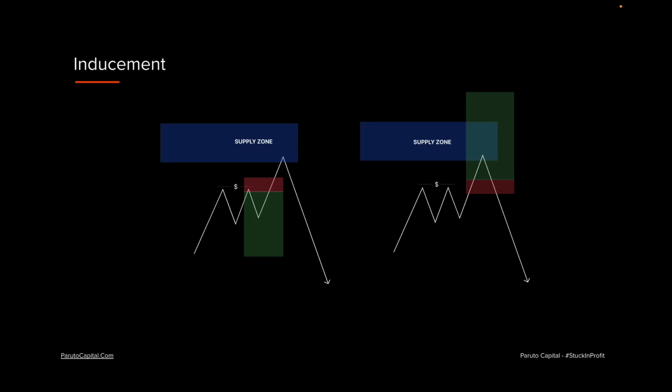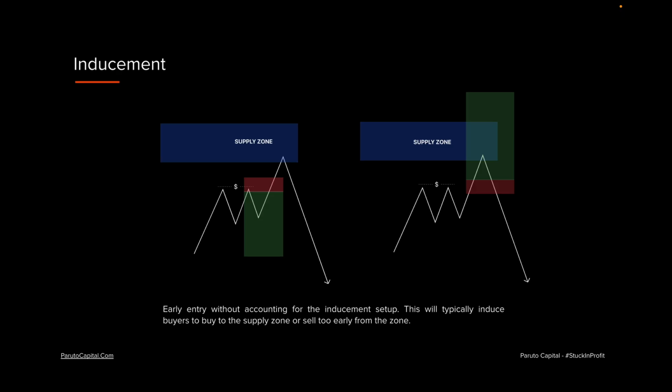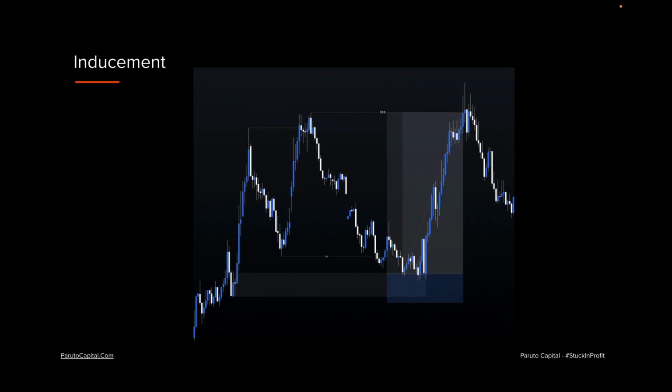Okay, and we're also going to see that practically in the market. Now, early entry without accounting for the inducement setup will typically induce buyers to buy into the supply zone or sell too early from the supply zone. And we're going to see how all of that plays out in the market. Now, here is a typical example for you.